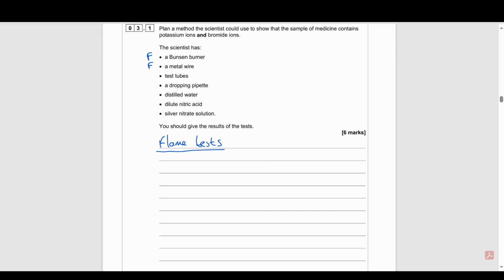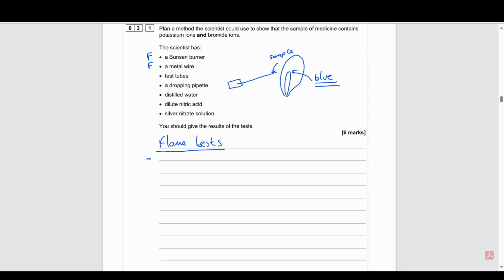Now, how does the flame test work? Well, we'll have our Bunsen flame, and usually within our Bunsen flame, when we're using flame tests, we usually put our sample in the hottest part of the flame, which is the blue area. Now, the other thing that we're going to be using in this test is a metal wire which will contain our sample. So our sample will be on the end, and that is what we pass through the Bunsen flame. So the thing that I want to state first then is place the sample on the metal wire.